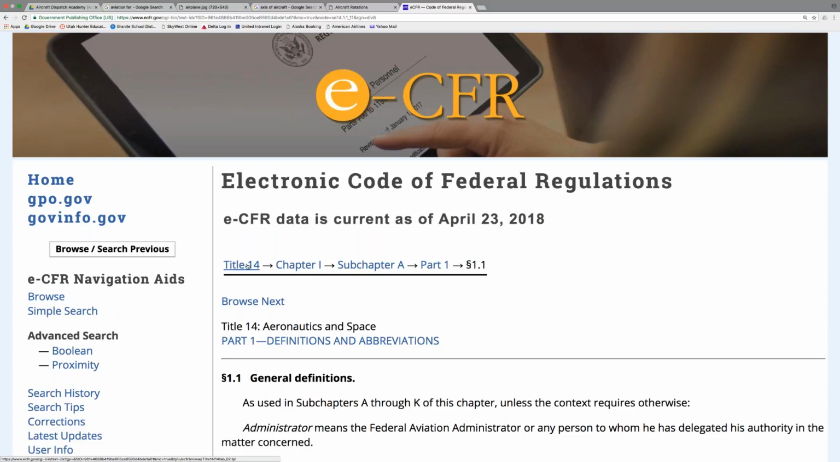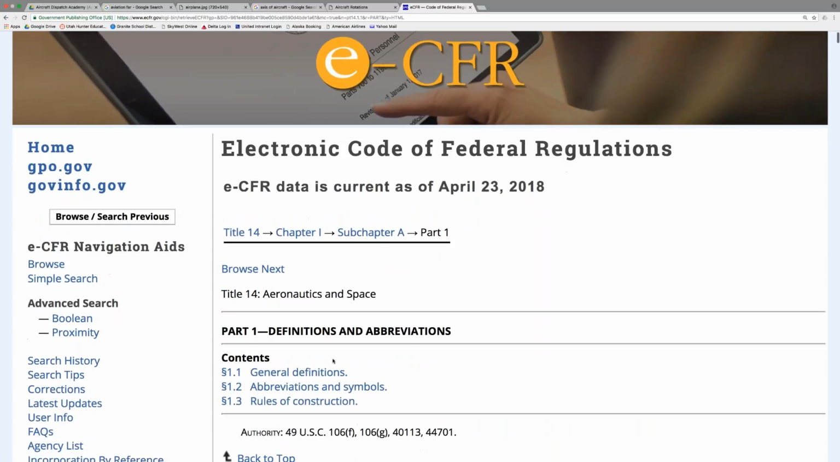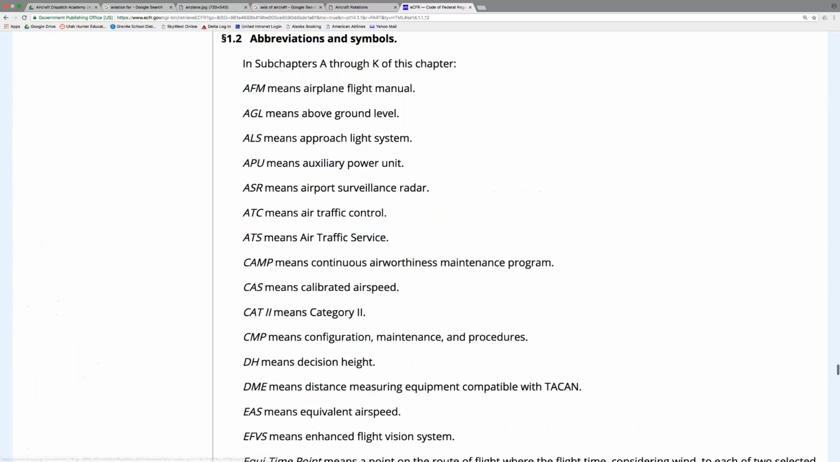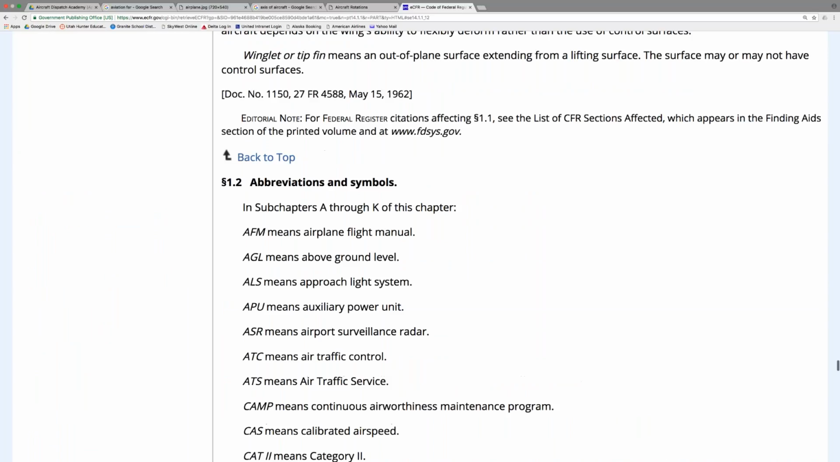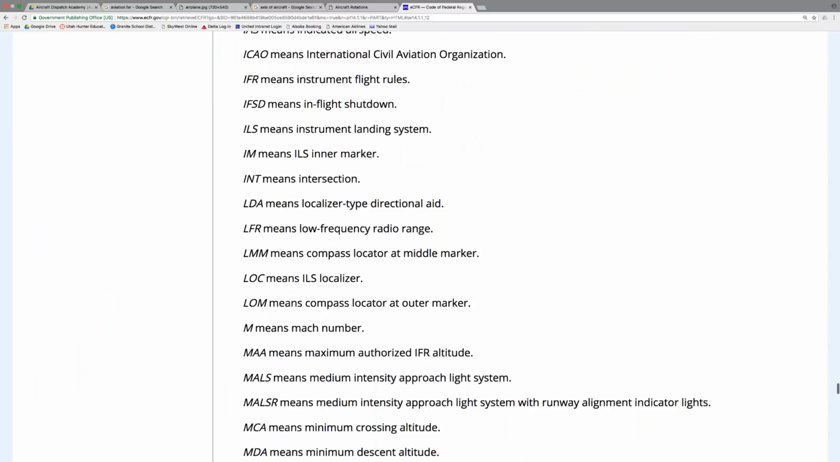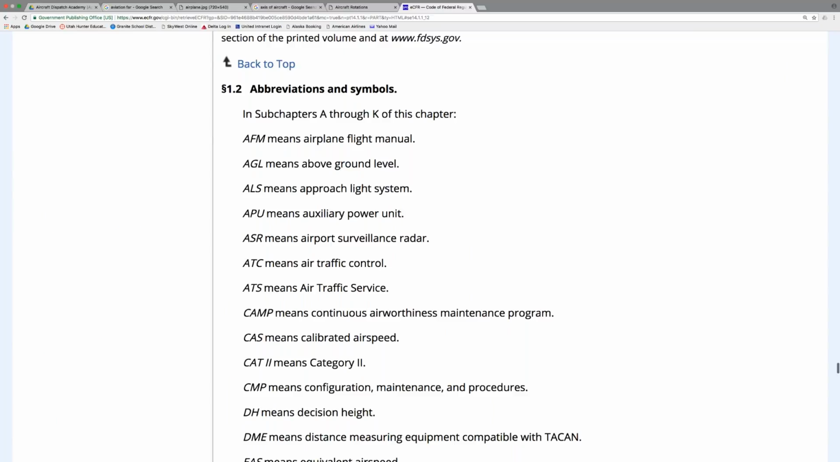So remember that this is Title 14, Chapter 1, and then Subpart A. And as it says here, 1.1, the abbreviations are in 1.2, but this is where you're going to find a lot of the abbreviations that we use. So things like AGL means above ground level.